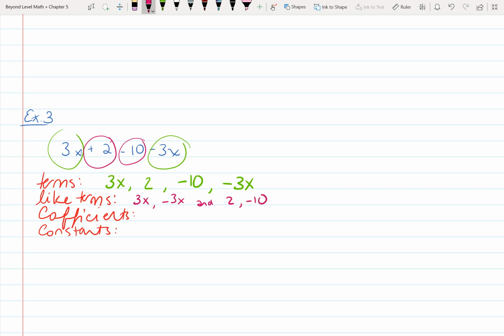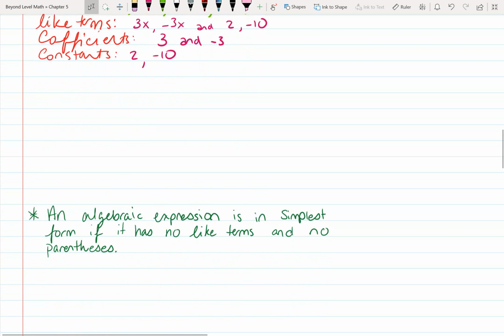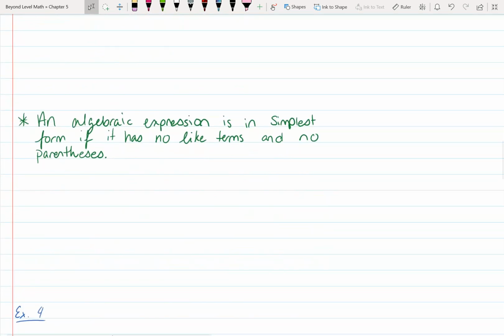Alrighty, our coefficients, the numbers that are attached to the variable, type those in. We've got 3 and negative 3. And our constants, we've got 2 and negative 10. Alrighty. Let's start simplifying these now that we've labeled our terms, like terms, coefficients, and all of that.